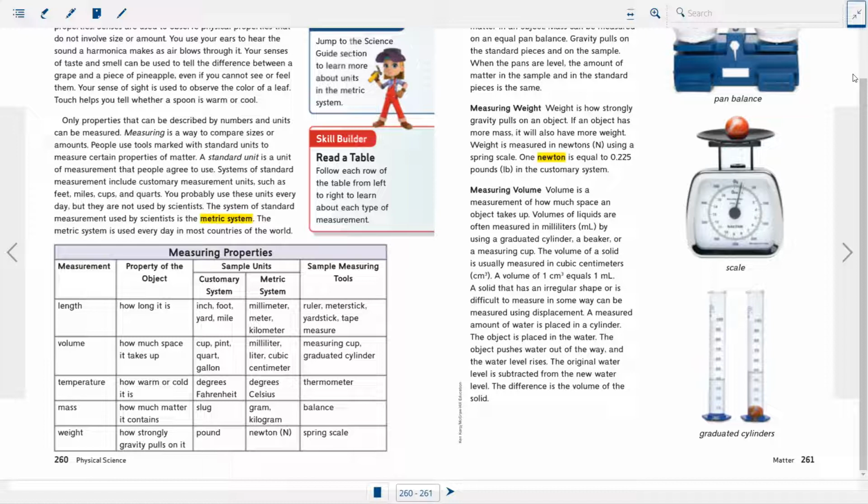Mass is how much matter an object contains. So the customary system will use slugs, and the metric system will use grams or kilograms. And you can use a balance, so a pan balance, to measure mass. Weight is how strong gravity pulls on an object. The customary system uses pounds, and the metric system uses newtons. And to measure weight, you can use a spring scale.